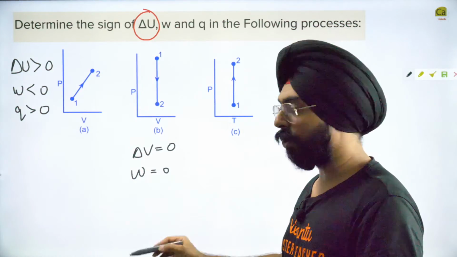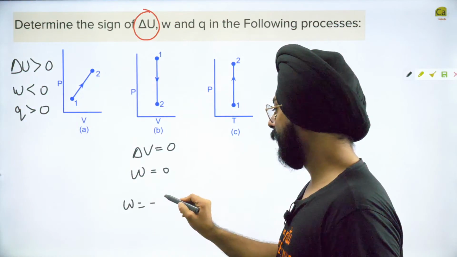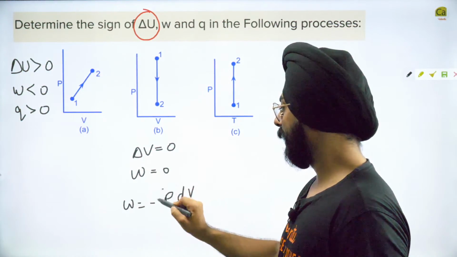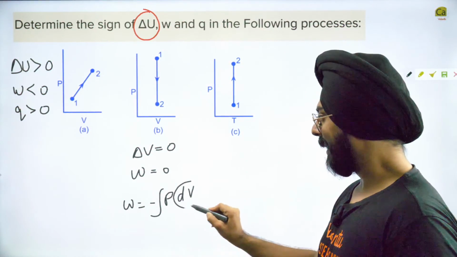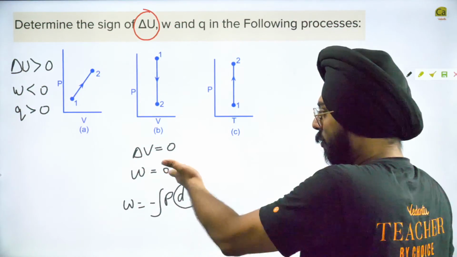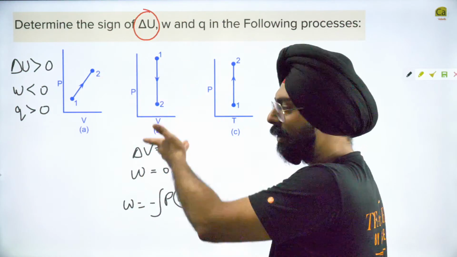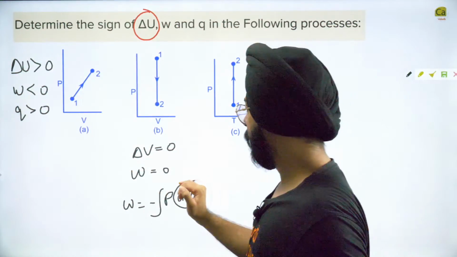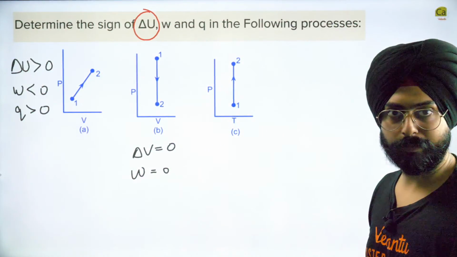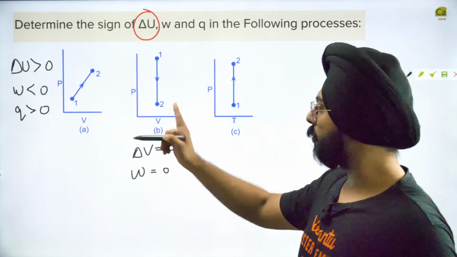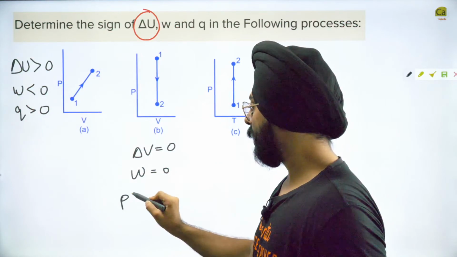Because what's the formula of work done? Work done is equal to minus integral of P dV. Integral of dV is 0 because there is no change in volume. Delta V is 0. V final minus V initial is 0. So work done over here is 0. That is amazing. Now since volume is not changing, pressure is decreasing.